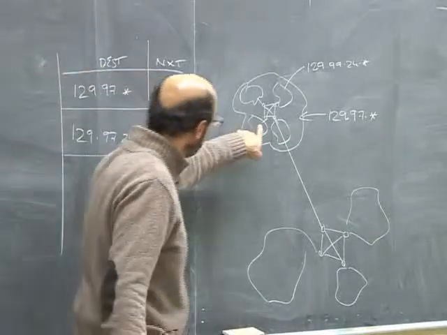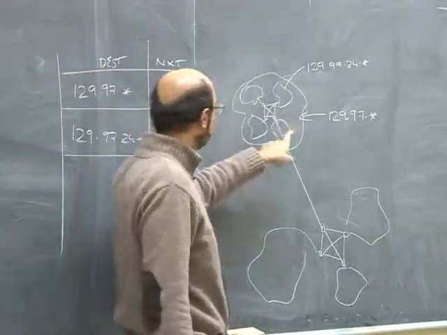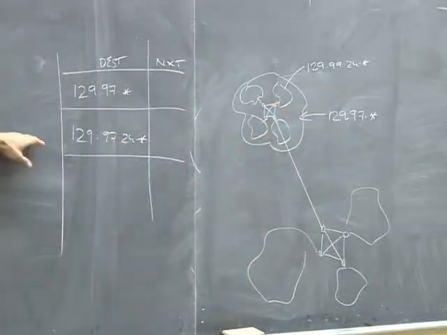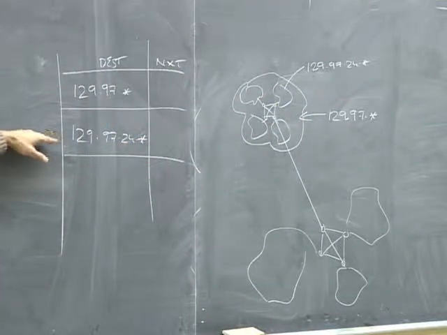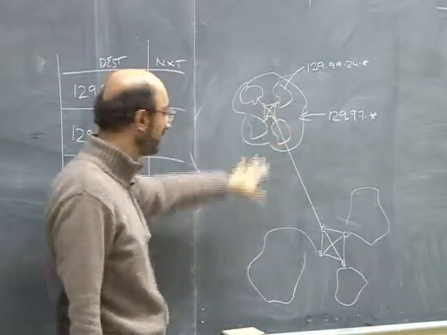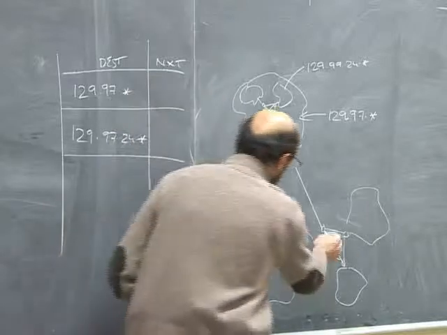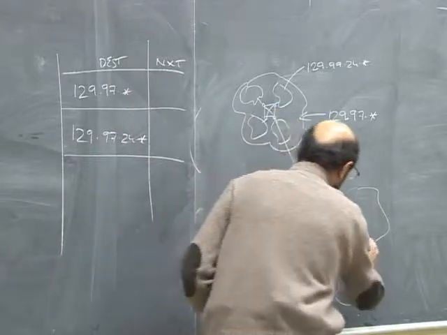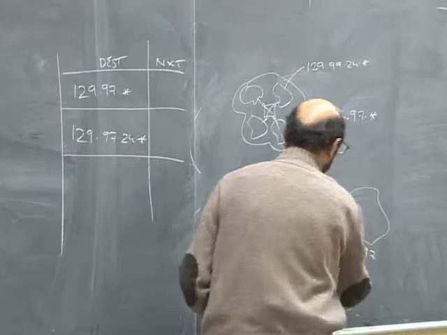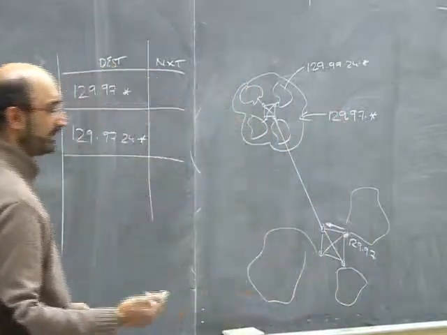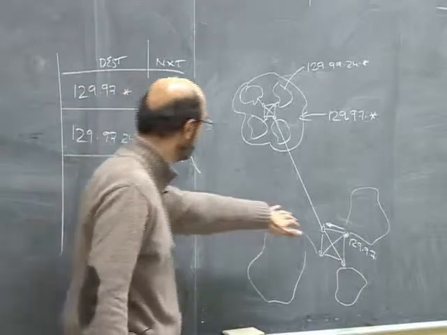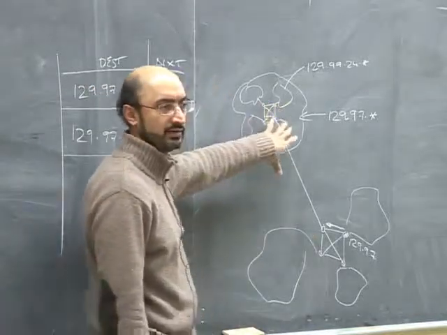So in here, everything starts at 129.97. They really need to have destination rules of the form 129.97.24.star. But everywhere else, they don't really need to have that information. All they need to know is that 129.97 means go over here. We don't really care what comes after it. That makes the table quite short. Everything that's 129.97 goes over there.